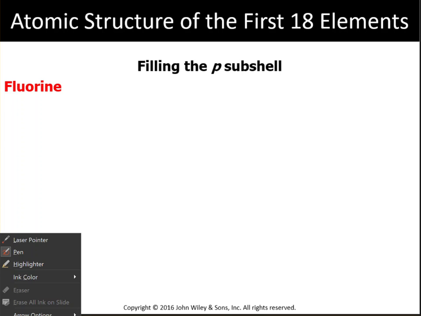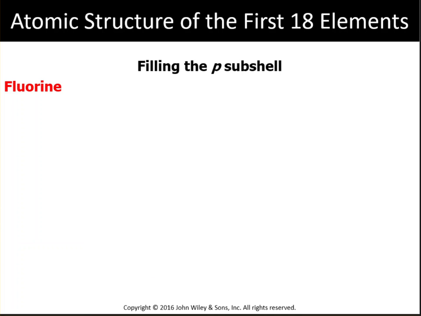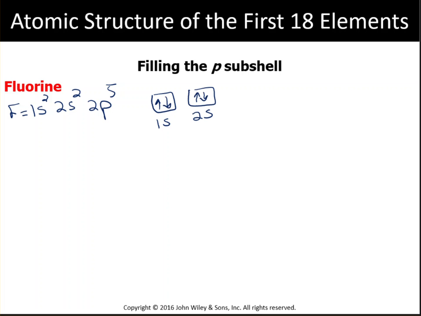So let's look at fluorine here. Number of electrons for fluorine are 9. So electron configuration is 1s2, 2s2, 2p5. The box diagram, we have 2 for the 1s, 2 for the 2s, and 5 for the 2p. 1, 2, 3, 4, and 5.